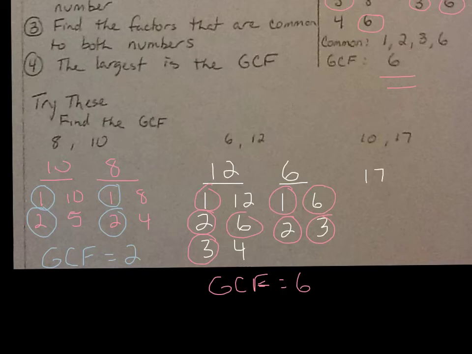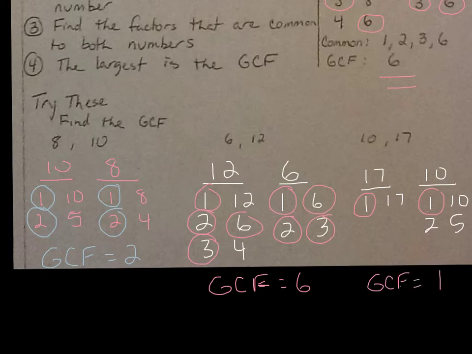You have 17 and 10. If you break down 17, you do 1 and 17. That's it, we just have 1 and 17. For 10, we have 1 and 10, 2 and 5. For commons, the only thing in common is 1. So the GCF in this one is just 1. That's the only thing they have in common. So you would not be able to reduce a fraction that has 10 and 17 in it. Alright, let's flip over here and learn the second method.